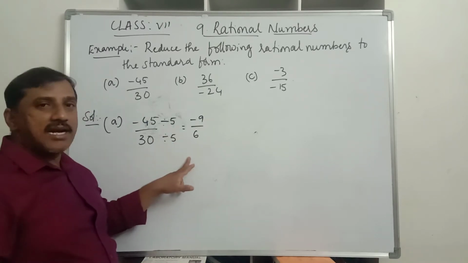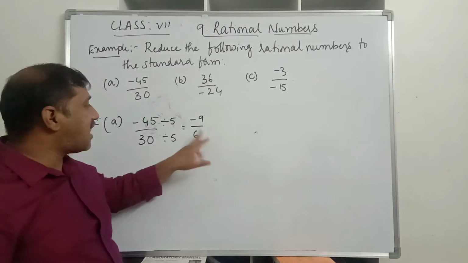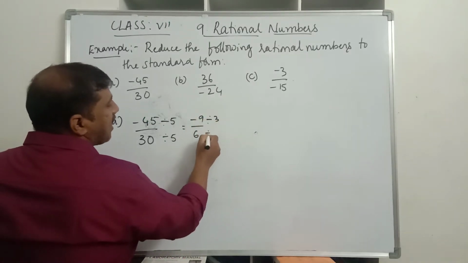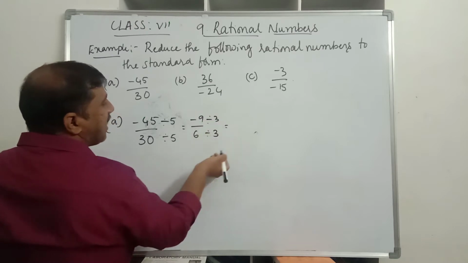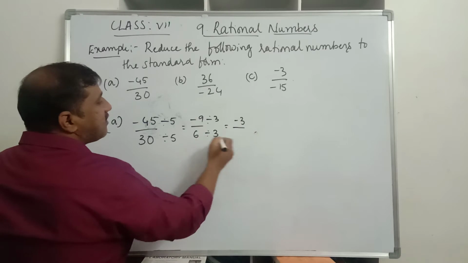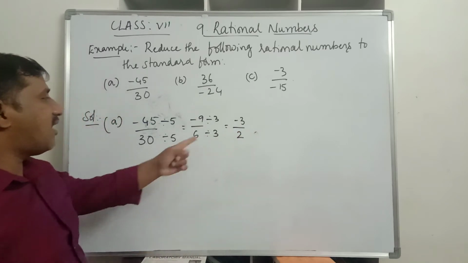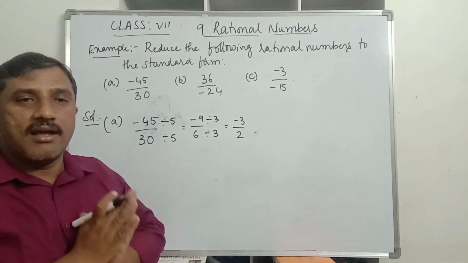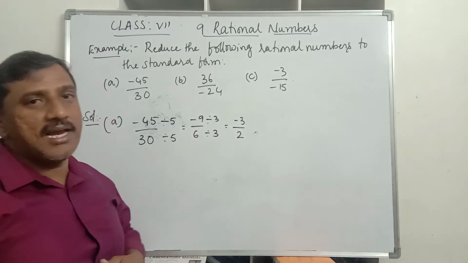Is it in the standard form? No. 9 and 6 are both divisible by 3. They have a common factor of 3. Now divide by 3. 3 3s are 9. Therefore it is minus 3, divided by 3 2s are 6. Now we got 3 by 2. 3 and 2 are both prime numbers, and they have 1 as the common factor.